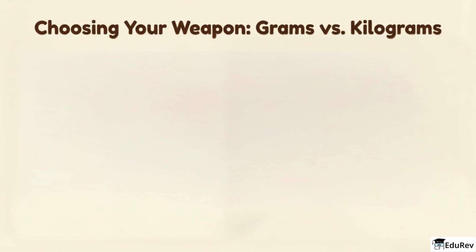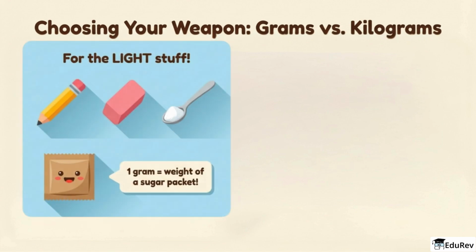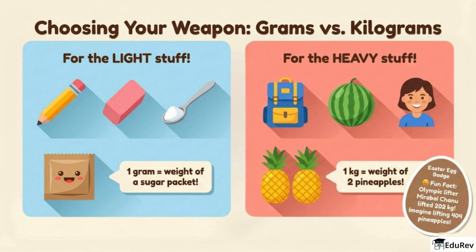Now let's understand how we measure weight. Some objects are light, like a pencil or an eraser. These are measured in grams. Some objects are heavier, like a school bag or a watermelon. These are measured in kilograms. So the choice of unit depends on how heavy the object is.